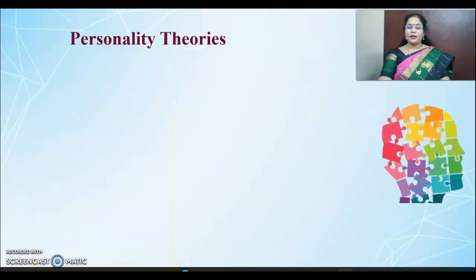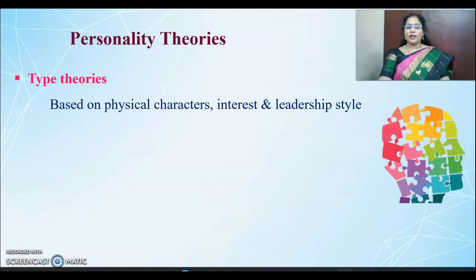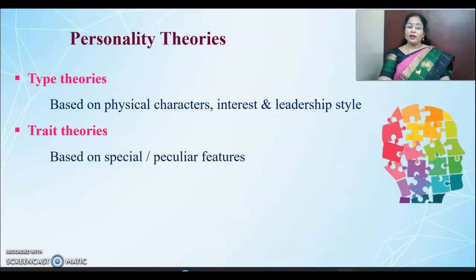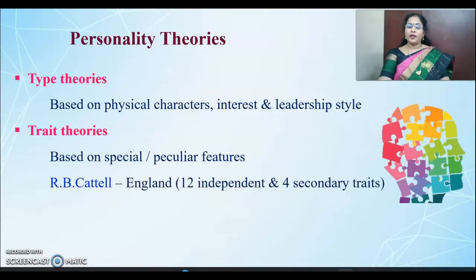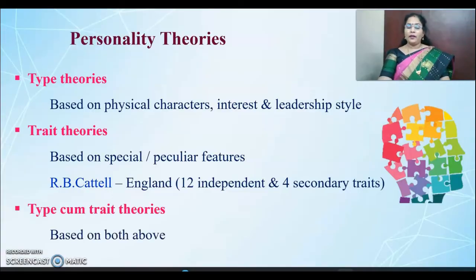Let's now focus on the theories of personality. There are three kinds of theories. Type theories are based on the physical characteristics, interest and leadership style. Trait theory is based upon special and peculiar features, which was proposed by R.B. Cattell. And type cum trait theory was proposed by Eysenck, and it is based on both type and trait theory.